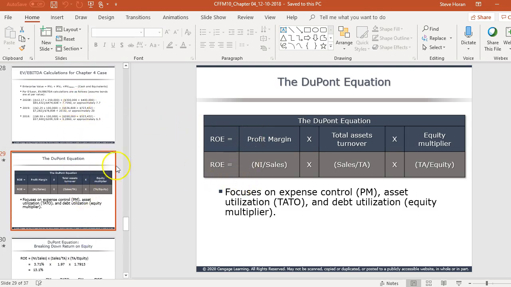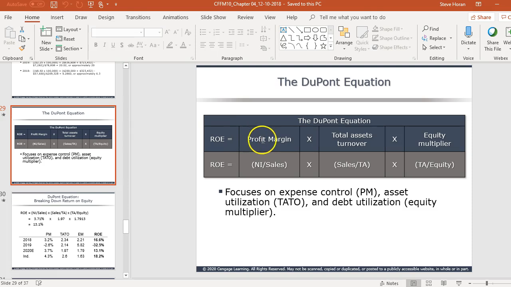The DuPont equation is kind of the last major thing we cover. And the DuPont equation was created by DuPont Chemical Company, by finance people there. And it takes the ROE calculation, return on equity, and it breaks it down into three categories: profit margin, total asset turnover, and the equity multiplier. And then right beneath that is the formula for each. So profit margin is net income divided by sales. Total asset turnover is sales divided by total assets. The equity multiplier is total assets divided by equity. And they call the PM, profit margin, expense control. TATO, total asset turnover, the middle one. And then EM, or the equity multiplier, or debt utilization, is the last one.